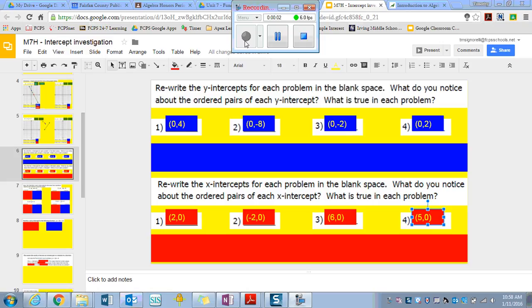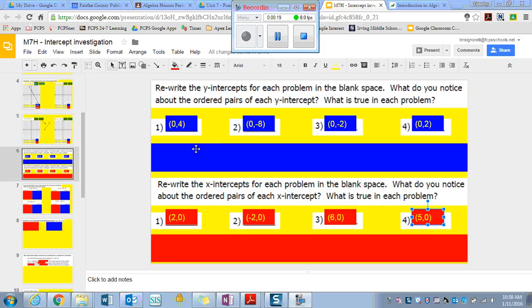After graphing all four equations, you should have been able to find the x and y intercepts and written them as ordered pairs. If we focus specifically on the y-intercepts, you'll notice that there's something common in all four of these points. And it's actually something that's common in all y-intercepts.